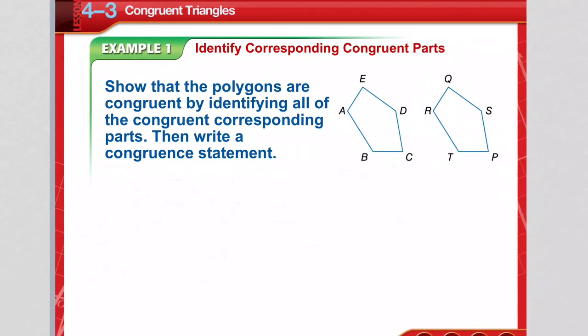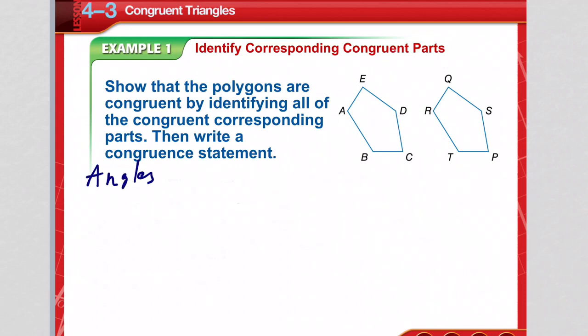If I want to identify corresponding congruent parts, we need to see what matches up. We're going to start with angles. Please know since I have pentagons, there are 10 different parts. There are 5 sides and 5 angles. So let's start with the angles.